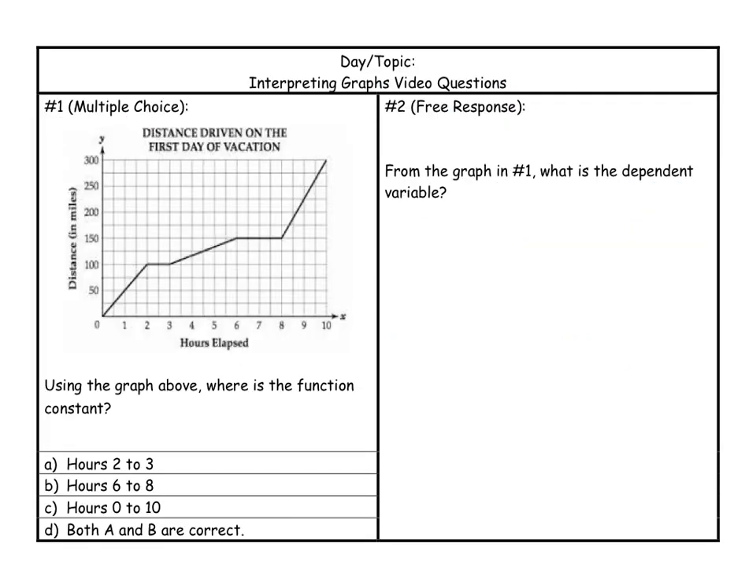Okay, now it's your turn to answer multiple choice question 2. Using the graph above, where is the function constant? Where is it not changing distance? Where is the distance remaining the same? And from graph number 1, what is the dependent variable? Please make sure to put your answers in the Google form.